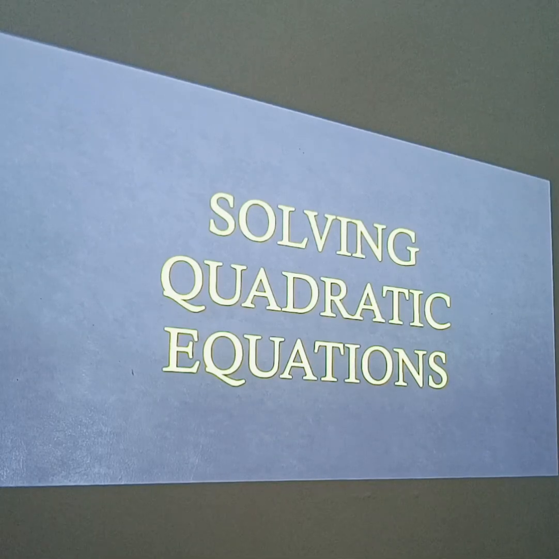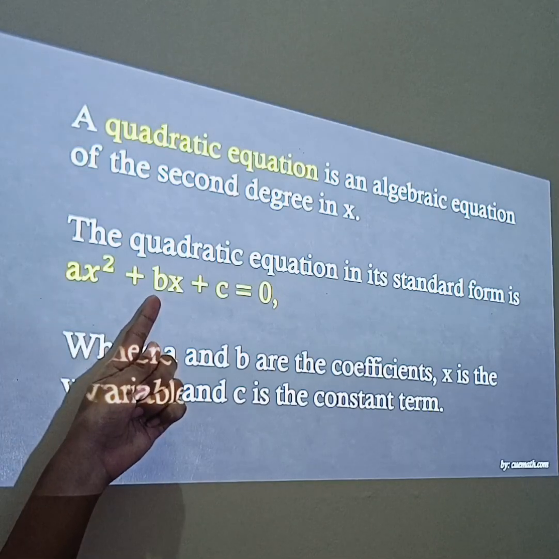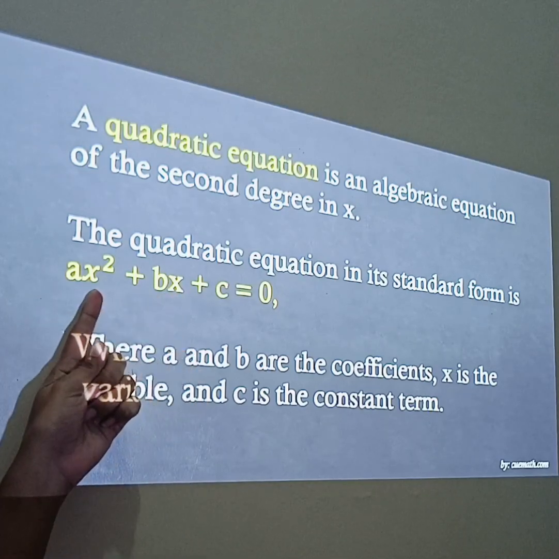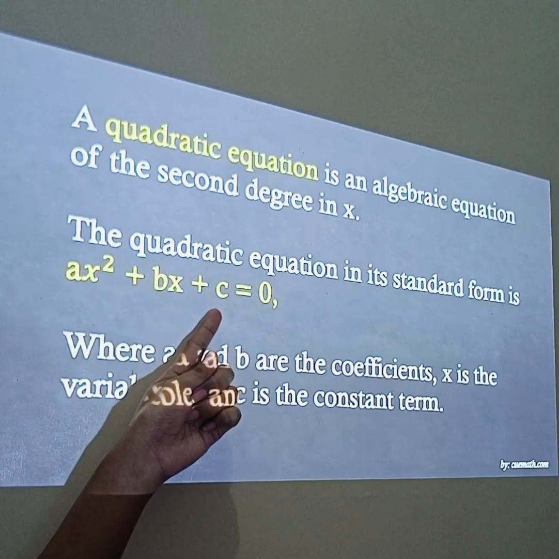I'm going to show an example of how to solve a quadratic equation. By definition, a quadratic equation is an algebraic equation of the second degree in x. The quadratic equation in its standard form is ax squared plus bx plus c equals 0, where a and b are the coefficients, x is the variable, and c is the constant term.